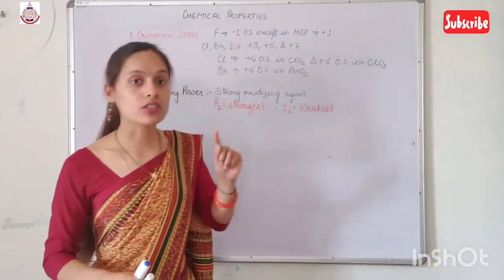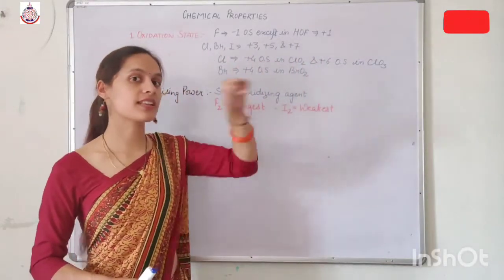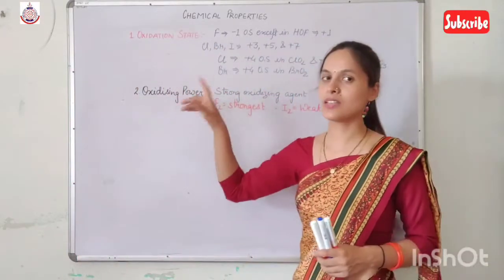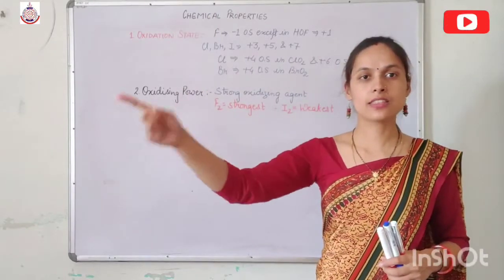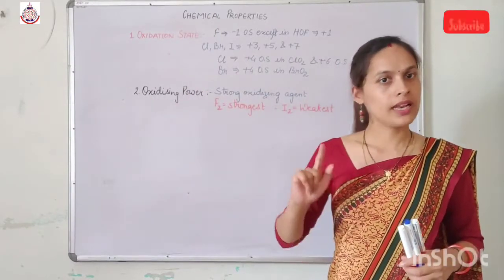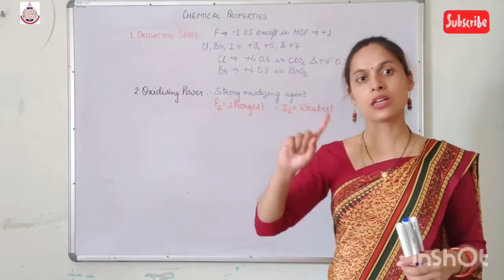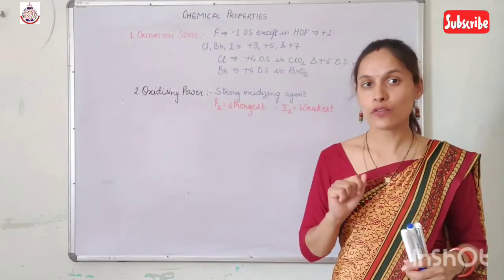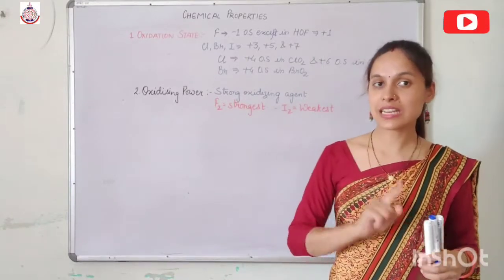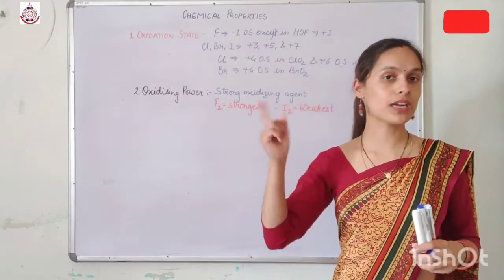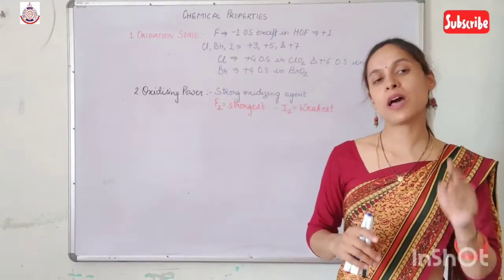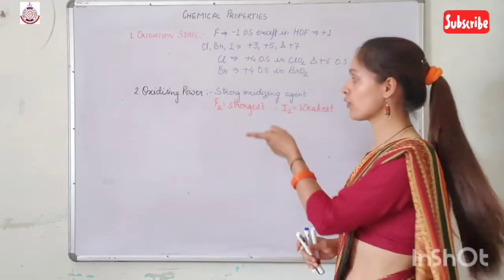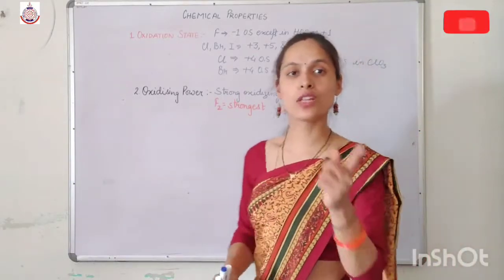Now, if the electron gain enthalpy of chlorine is more negative than that of fluorine, then why is the oxidizing power of fluorine greater than that of chlorine? This is a question, because oxidizing power is directly related to the tendency to accept an extra electron. Chlorine has a more negative electron gain enthalpy than fluorine, so chlorine easily attracts an extra electron. It means the oxidizing power of chlorine should be more than that of fluorine, but the oxidizing power of fluorine is greater than that of chlorine.